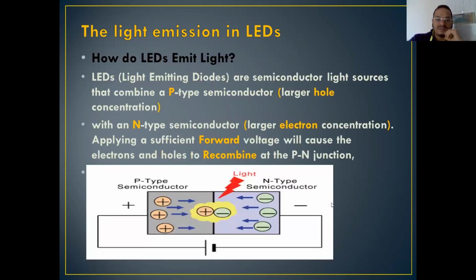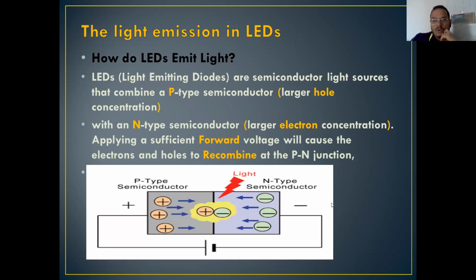How do LEDs emit light? Light emitting diodes are semiconductor light sources that combine a p-type semiconductor, which means the majority carriers are holes, and an n-type semiconductor, which means the majority carriers are electrons.